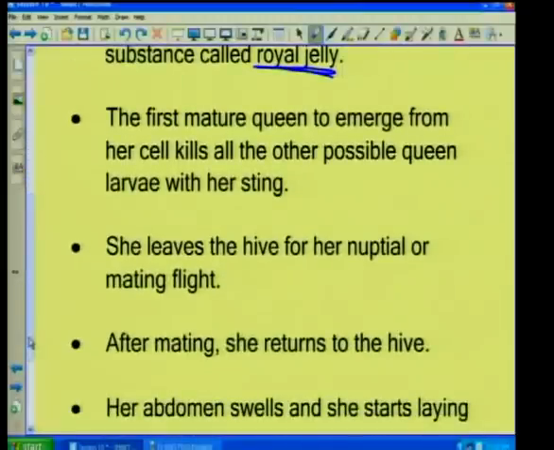Now the first mature female, a queen that emerges, what does she do? Her first thing, because she's got a sting, is she goes and she kills all the other possible queens. Okay, so now she's got no competition. She does away with her competition. Then she leaves the hive for her nuptial or her mating flight.